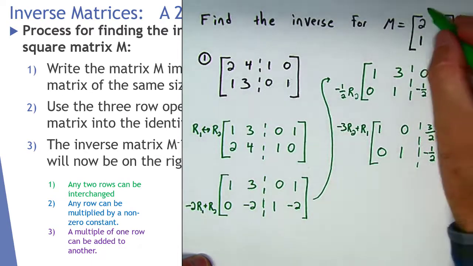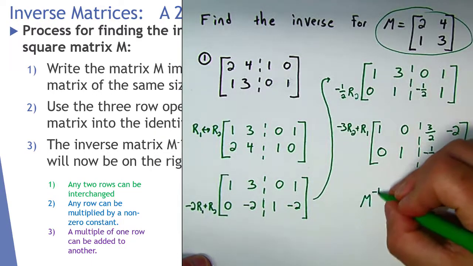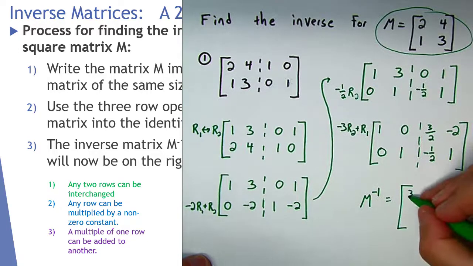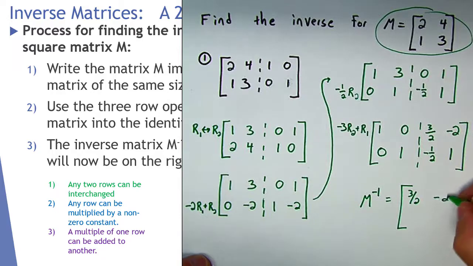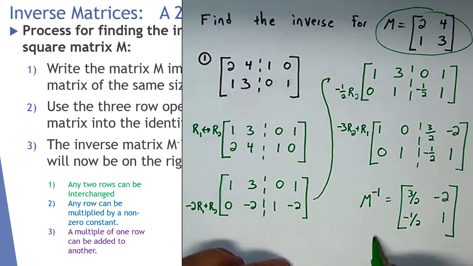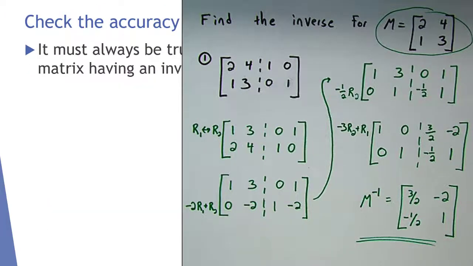So our original matrix M was 2, 4, 1, 3. We can conclude that the inverse matrix, M inverse, is 3/2, negative 2, negative 1/2, and 1. Now, you should be asking yourself why that matters at all. Well, inverse matrices can be used for a few things, which I'm going to show you in the next few lessons, but here's one property.